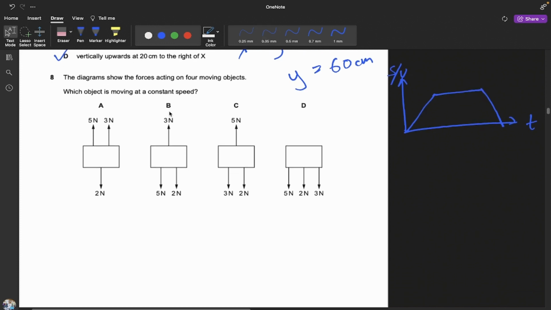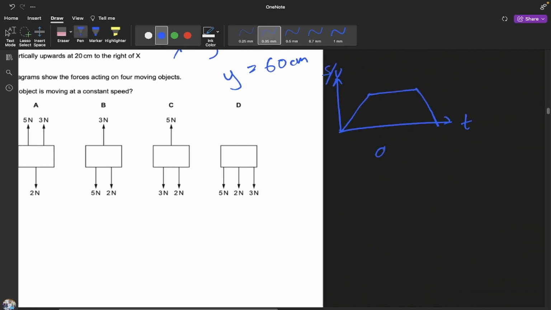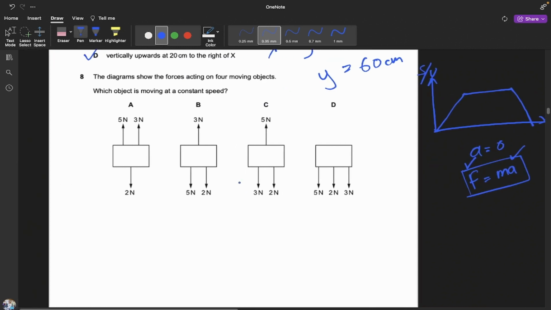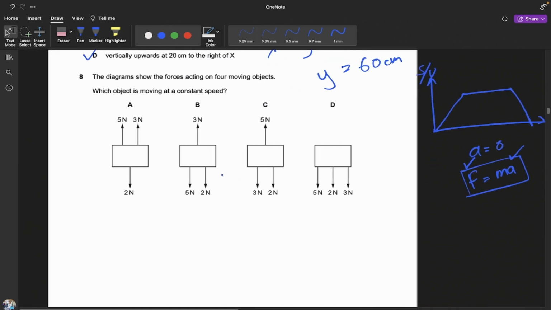Okay. So acceleration is 0. If you come to F equals ma, why did I take F equals ma? Because this is the only equation where force and acceleration are involved. So in F equals ma, if a equals 0, force is also 0. Remember, the force we input in this equation is the resultant force. So you have to find the resultant force, and that resultant force should be 0. Then you can find the object which is moving at constant speed.